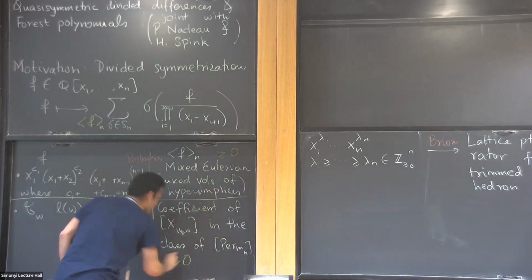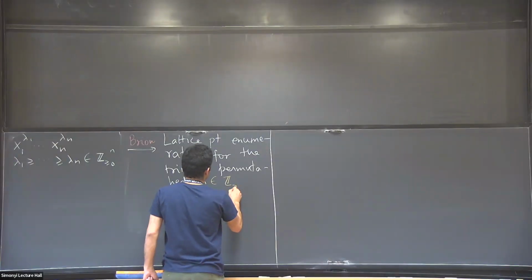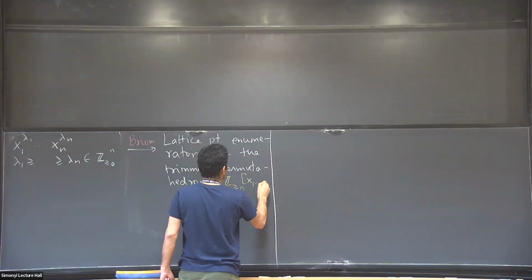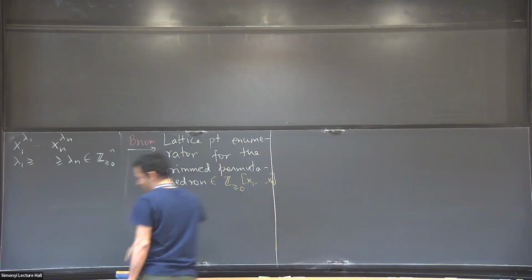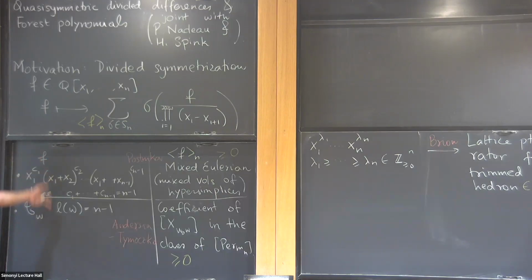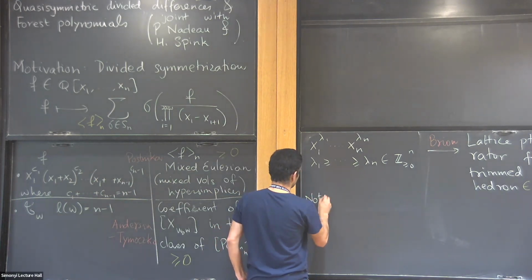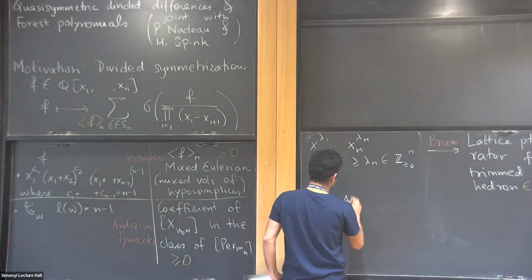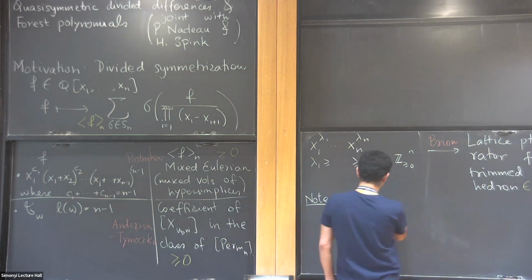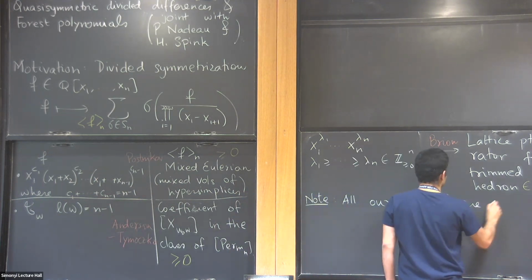These are non-negative integers. This is living inside symmetric polynomials with non-negative integer coefficients. So those are positivities on the right-hand side. I want you to observe that the left-hand side is all Schubert positive. Okay, so note, all our inputs are Schubert positive. All our inputs, input F, are Schubert positive.